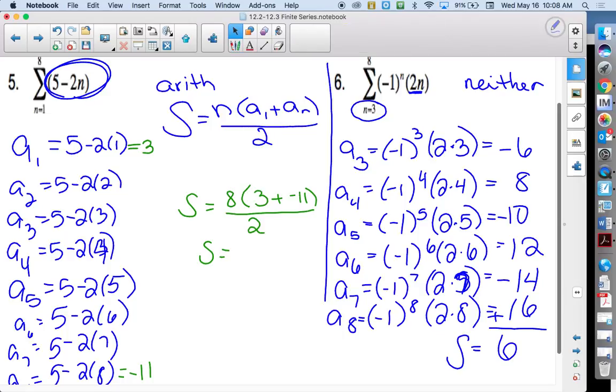So if you look at your homework sheet, just looking at number 6 and 8.